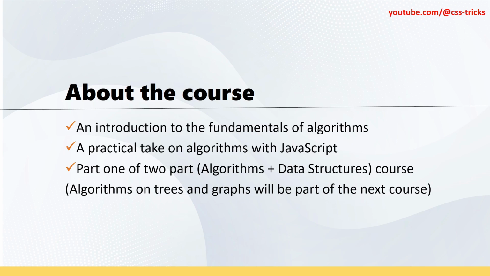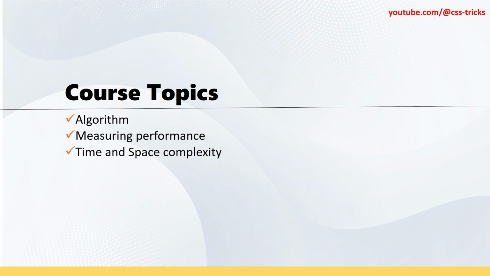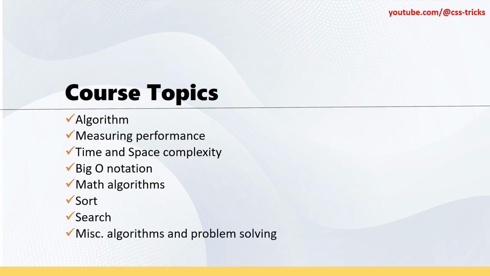With that in mind, here is a list of topics we will be covering in this course. We will start off by understanding what is an algorithm. We will then dive into measuring the performance of an algorithm. We will cover time and space complexities in a practical way. We will then talk about the big O notation, which is a really important prerequisite before we dive into different algorithms. For the algorithms, I've classified them into 4 categories: math, sort, search, and miscellaneous.